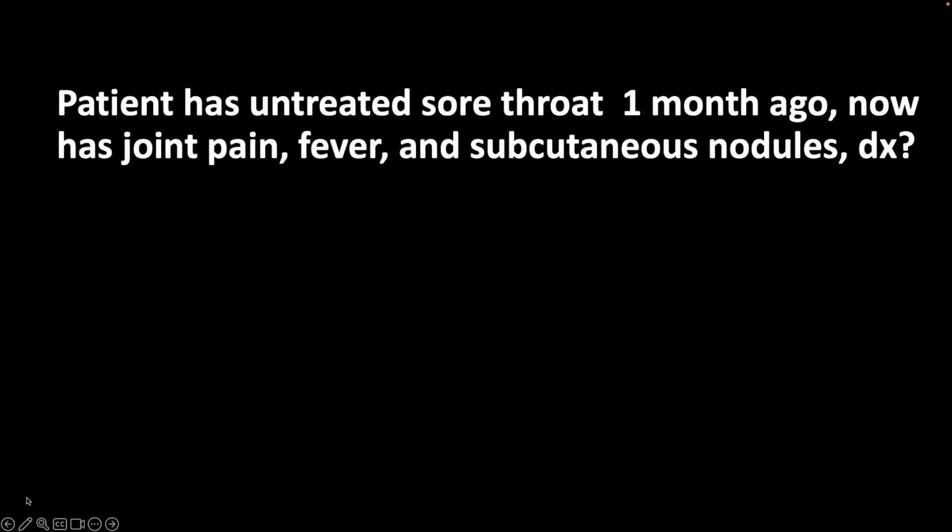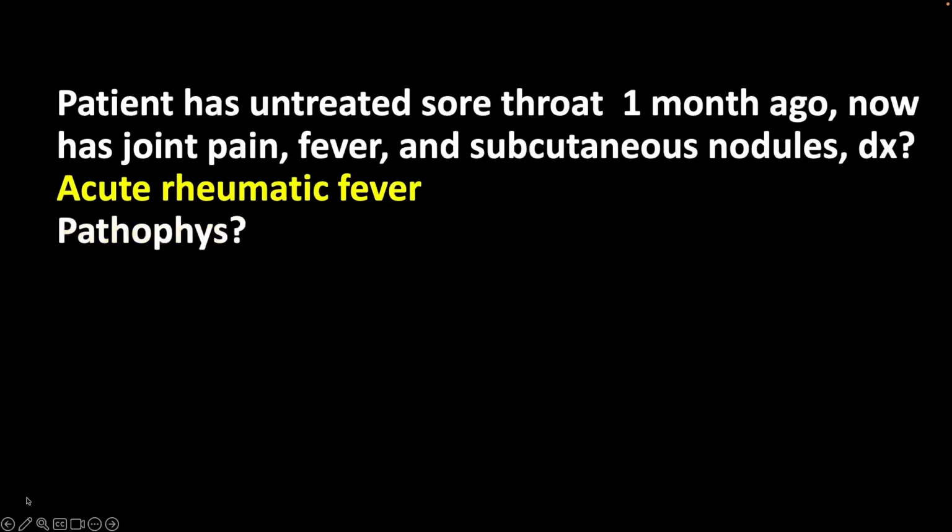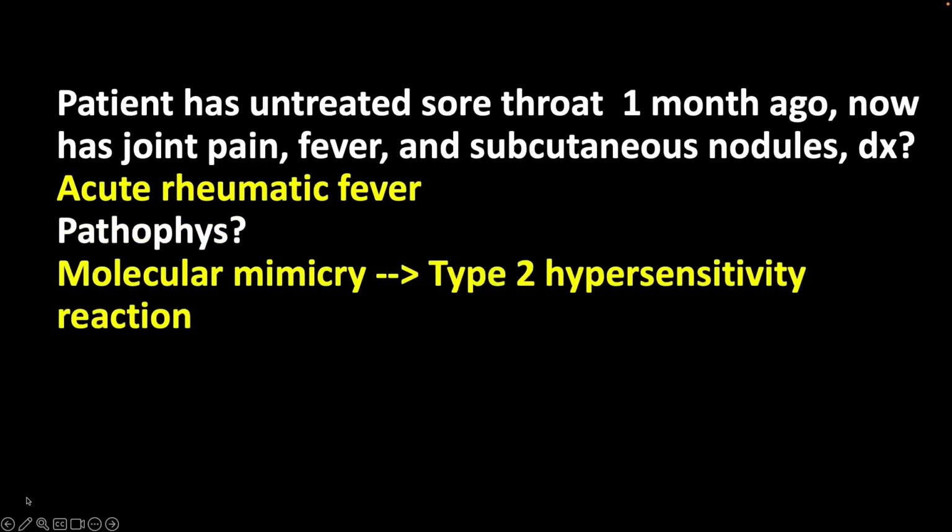Now a patient has untreated sore throat for about 1 month, and they now have joint pain, fever, and subcutaneous nodules. This is acute rheumatic fever. And what's the pathophys of acute rheumatic fever? You get molecular mimicry, which leads to a type 2 hypersensitivity reaction.